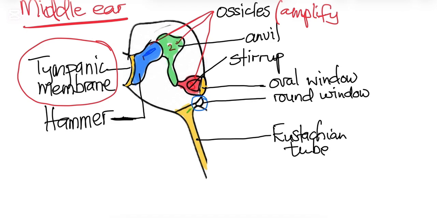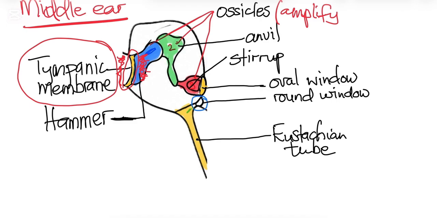The eustachian tube equalizes. Its function is to make sure that the pressure found on either side of the tympanic membrane is equal. You see, this is our tympanic membrane. We have this side and we have that other side. So it equalizes the pressure on either side of the tympanic membrane.